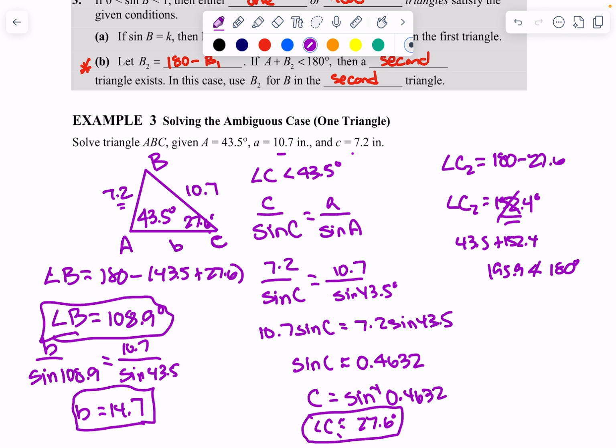So again, if I go ahead and fill in the rest of my triangle here, this is 108.9, this is 14.7. Step back, make sure that your triangle makes sense. Is the shortest side opposite the smallest angle? Yes. Middle side, middle angle? Yes. Longest side, largest angle? Yes. If I add the two short sides together, do I get something greater than the third side? 7.2 plus 10.7, 17.9. That is definitely bigger than 14.7, so thus my triangle makes sense.